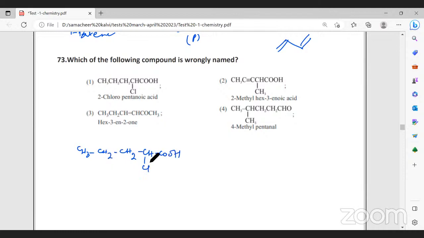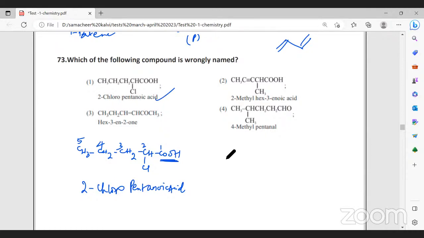Now, in order to name this molecule, we will first find out the longest continuous carbon chain. Here you can see the substituent also contains a carbon. Therefore, I'll start numbering from right to left. Since it is 5 carbon atoms, the root word is pent. Carbon to carbon single bond, pentane. Since we have a carboxylic acid, remove this E and write OIC acid. It will be pentanoic acid. At second position, we have chlorine. Therefore, it will be called 2-chloropentanoic acid. So this is rightly named.